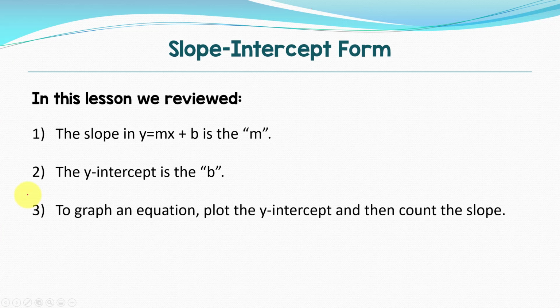All right, so we talked about y equals mx plus b, the slope-intercept form. The m value is the slope, the b value is the y-intercept, and then to graph it, you plot the y-intercept, and then you count the slope.